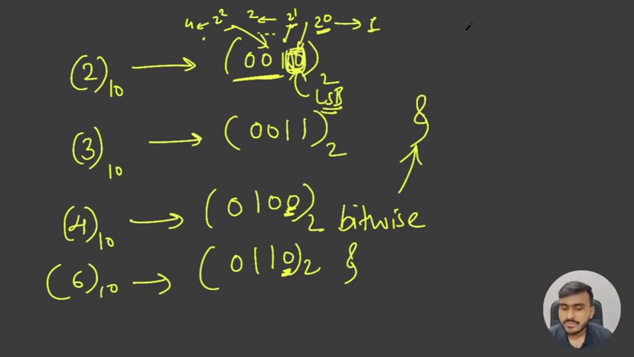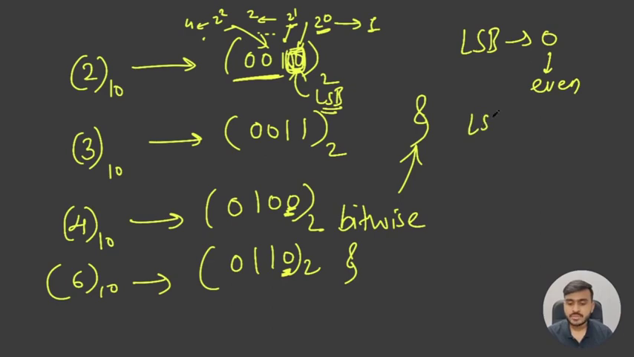We can say that if our LSB is 0, if the least significant bit is 0, then the number is an even number. And if your least significant bit is 1, we can say that number is an odd number. Now, how can we use this logic to implement our code? What we are going to do is take bitwise AND with 1.